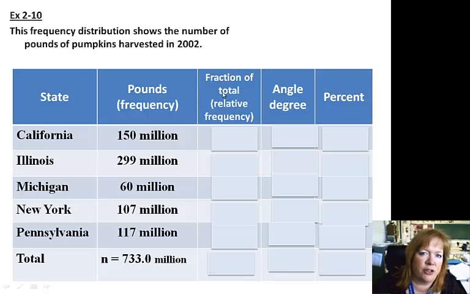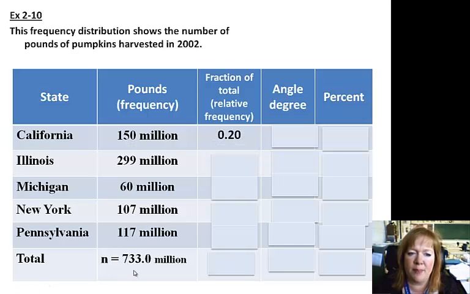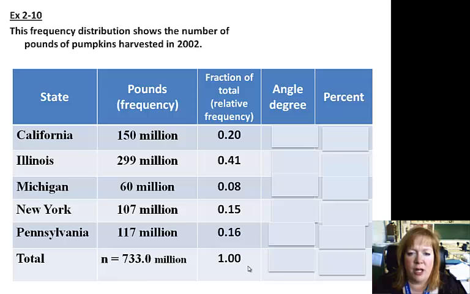So the fraction of the total, the relative frequency, you've done this before. All you do is you take your 150 million and divide it by 733. So you don't have to put the million on the end, just 150 over 733, and you get the relative frequency. And then you just continue on. 299 divided by 733 would give you this decimal right there, 0.41. And then you just continue doing the same thing. So this guy, 60 million divided by 733, and if you finish it up, they should add up to 1. So you continue on with that. You guys have done that before.